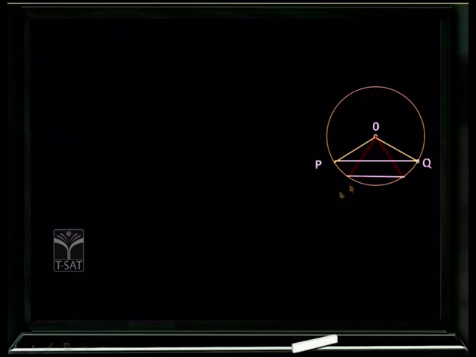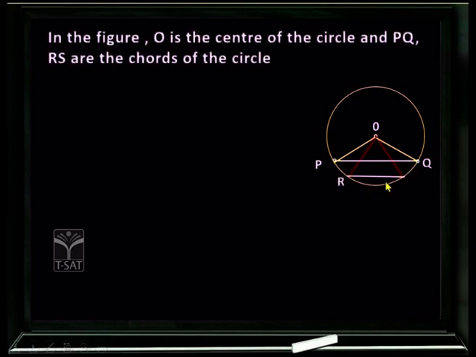Now, observe this, students. In the circle, PQ is a chord and RS is also a chord. In the figure, O is the center of the circle, and PQ and RS are chords of the circle. What is the relationship between PQ and RS? PQ is greater than RS. The length of PQ is greater than the length of RS.